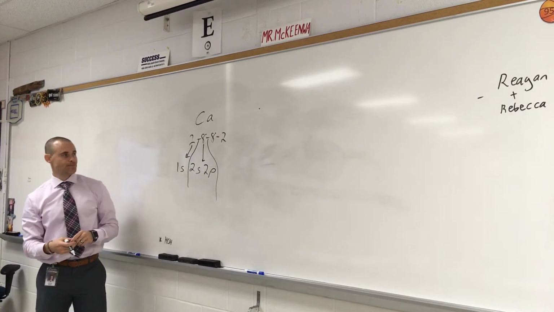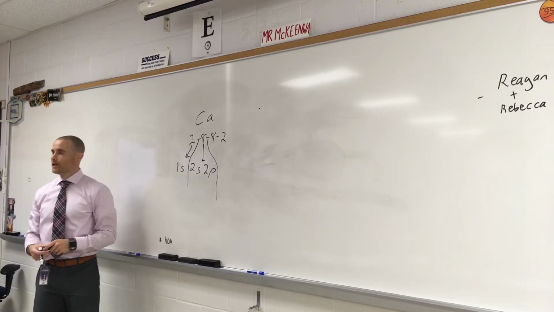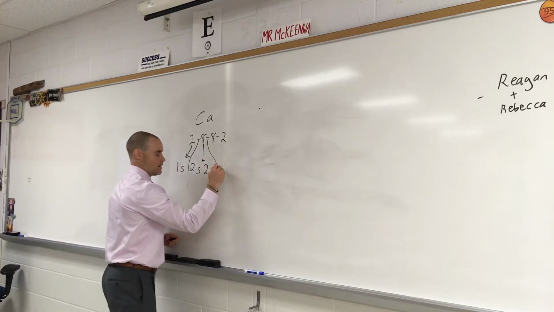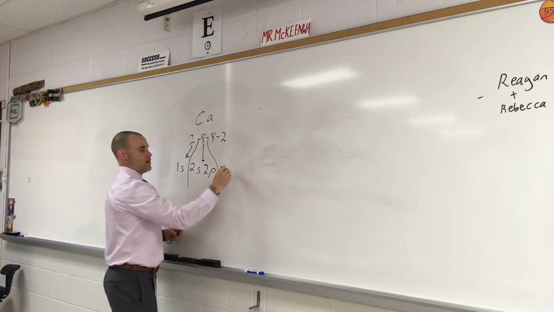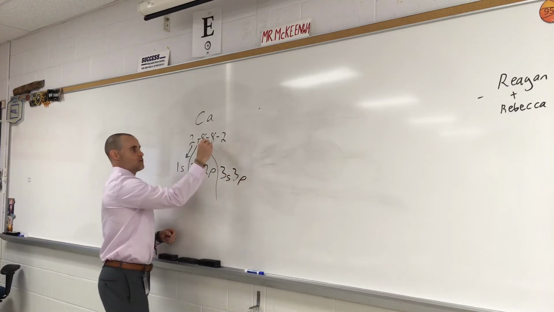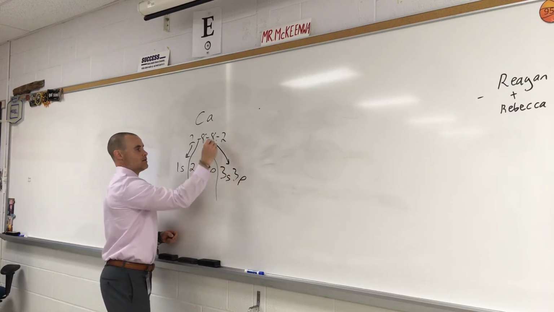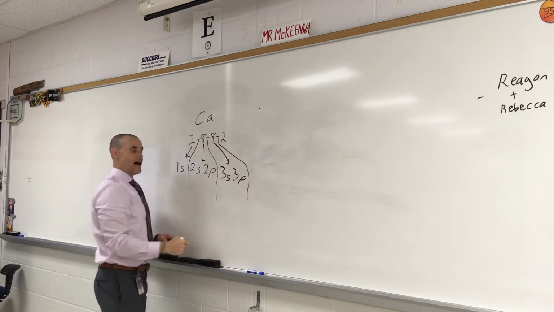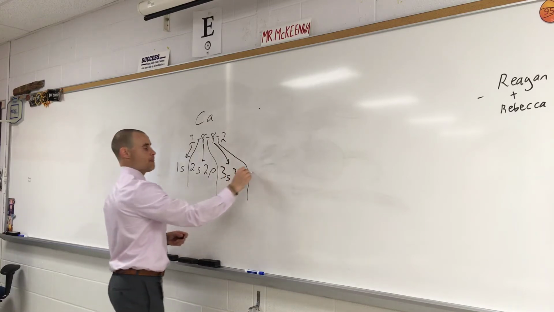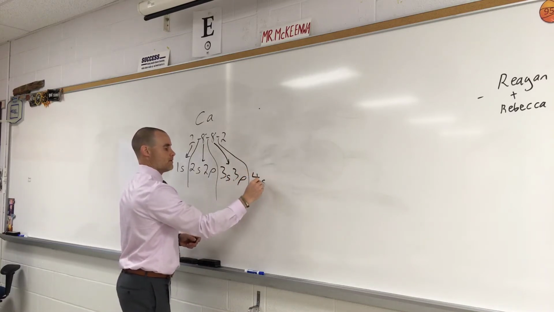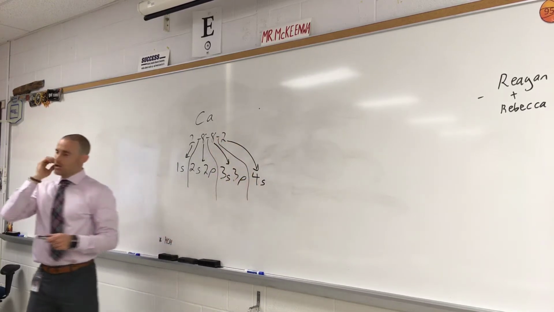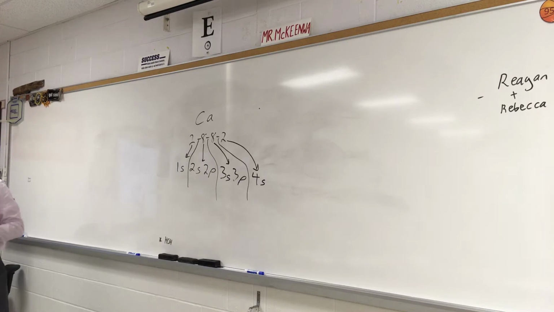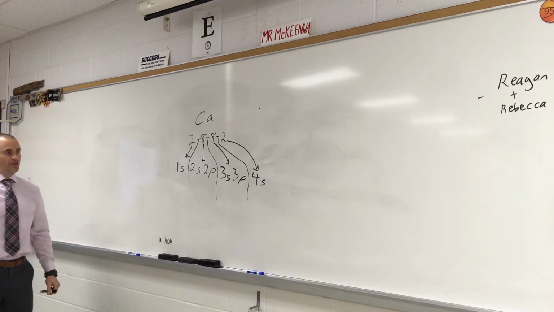Okay. Now, what comes after 2p? 3s. And then what? 3p. That's where those 8 electrons go. And now, what's after 3p? 4s. And that's where those two are. So when you look on the reference table in Regents, it's 2-8-8-2.